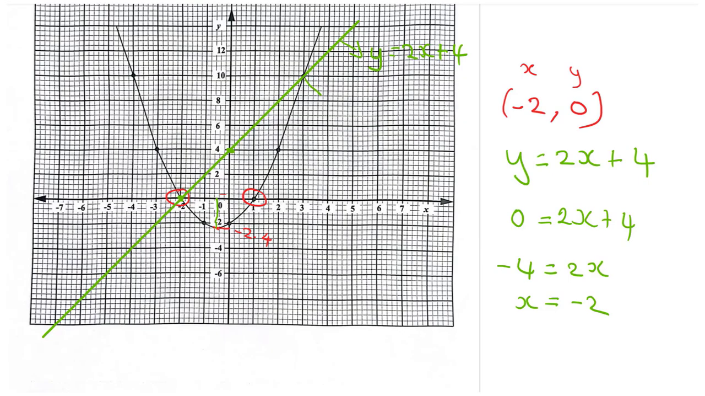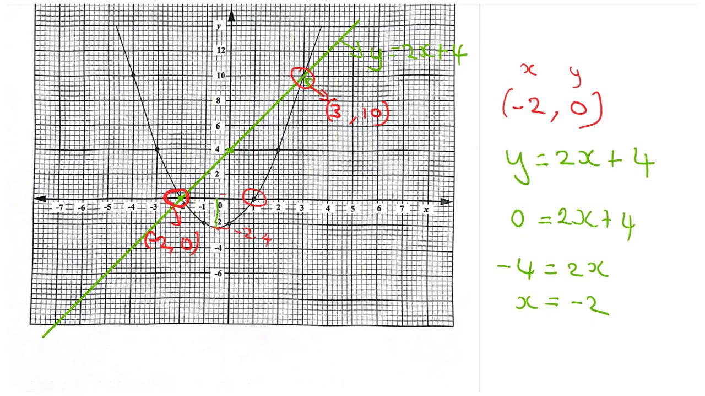So right here is one. So let me circle it. Right here is one, and right here is one. Right? So this point right here, let us write down this point. This point is 3, 10. So this is 3 and 10. And this point here is -2, 0.